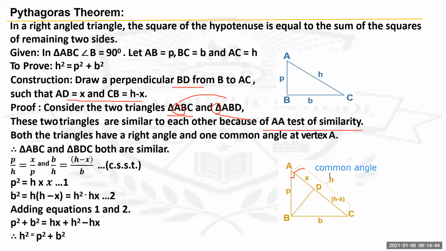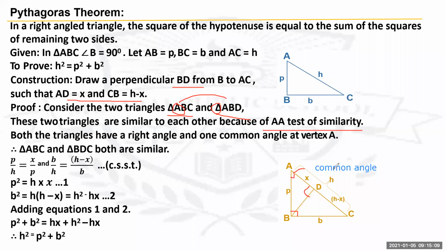A is the common angle. Now you have triangles ABC where B is 90 degrees and ADB where angle ADB is 90 degrees. Why? Because you have drawn that as the perpendicular. So what will you get? Angle ABC equals angle ADB, both 90 degrees.